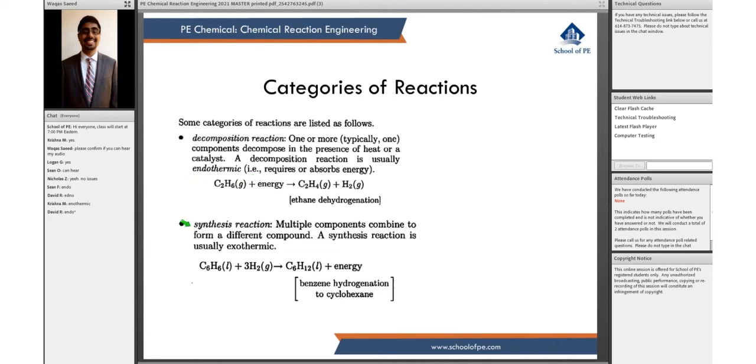And then vice versa, if you have a synthesis reaction, you have multiple reactants forming one product. And then this is an exothermic reaction because this reaction is releasing heat, and the energy term is on the product side.